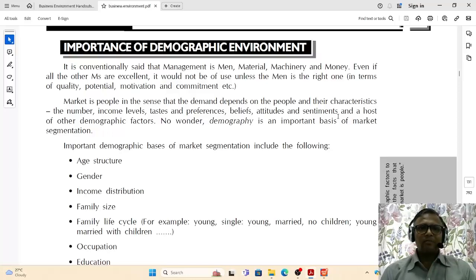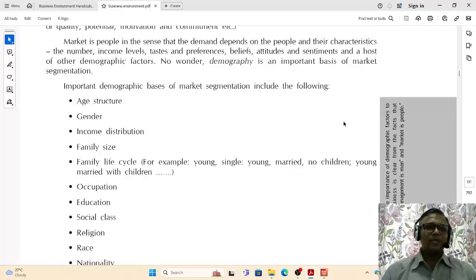It is conventionally said that management is men, material, money, and machines. And even if all the other M's are excellent, they would not be used well unless the man is the right one. That means they should be right in terms of quality, potential, motivation, commitment, etc. Thus, the market is people, in the sense that demand depends on the people and their characteristics in number, income levels, taste, preferences, beliefs, attitudes, and sentiments, and a host of other demographic factors. Thus, no wonder demography is an important basis of market segmentation.